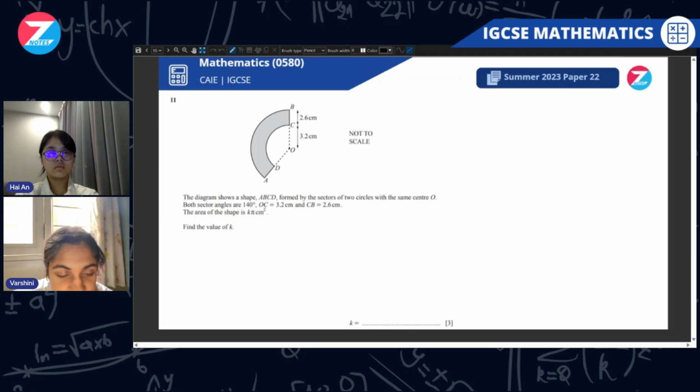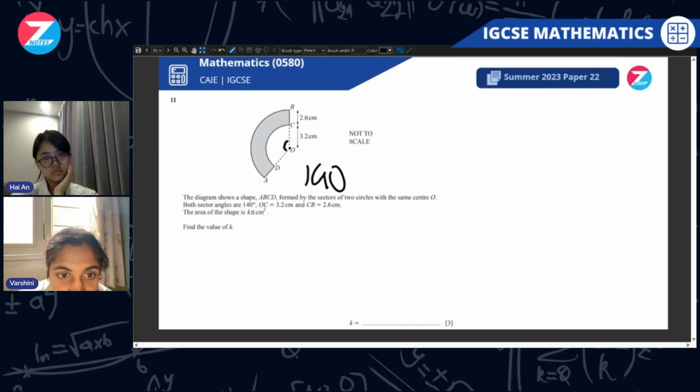Question 11. The diagram shows a shape ABCD formed by the sectors of 2 circles with the same center O. So this is the center O. Both sector angles are 140 degrees. So this we know is 140. And OC equals 3.2 and CB equals 2.6. The area of the shape is K pi centimeters squared, and they want us to find the value of K.